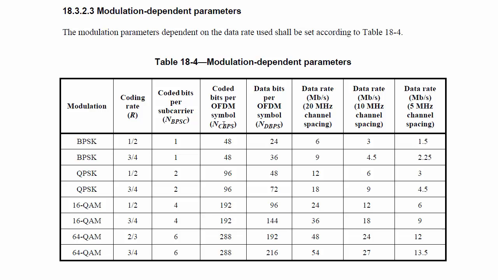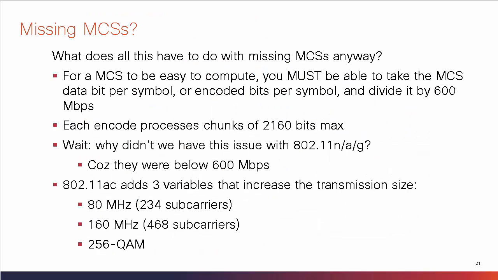So typically we call that CBPS and DBPS. And then of course the matching data rate that you get from there. So that's something you find for 11ac, but that's also something that you find for the other protocols. Alright, so again, why do we care?